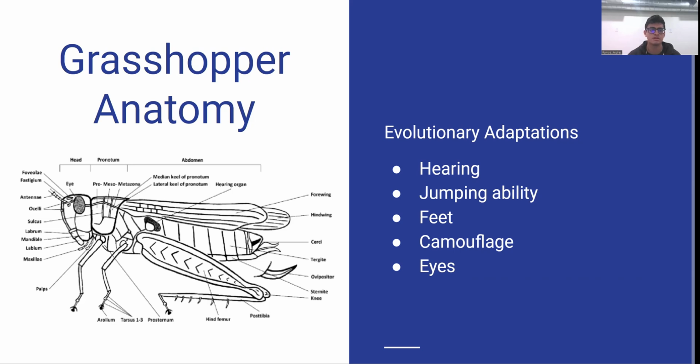Another adaptation would also be their feet. Their feet have spikes, which allow them to be protected. And then something that people may not think about with grasshoppers, them being green allows them to match the color of their environment, which makes it harder for predators to see them. And their eyes allow them to see predators from farther distances because they have two different sets of eyes that detect light and also shapes.